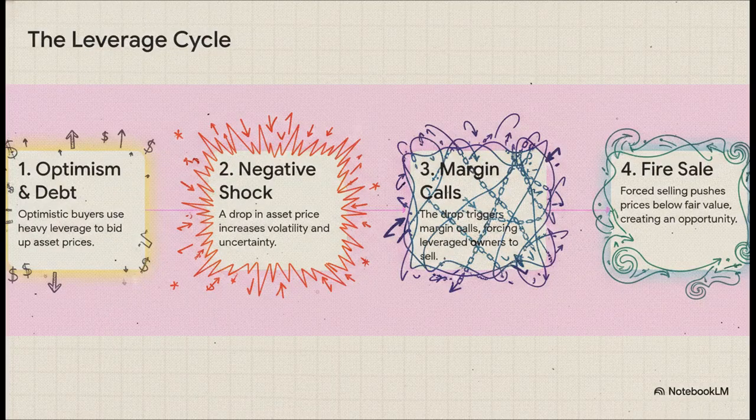This leverage cycle is almost like a movie plot. It's so predictable. It always starts with good vibes and easy credit, right? Borrowed money just pushes asset prices higher and higher. Then bam, some negative shock hits, volatility spikes. That triggers the dreaded margin calls, forcing all those leveraged investors to sell into a falling market. And what does that create? A fire sale. Prices get pushed way below their real value. And for a calm, well-capitalized investor, that is the moment to pounce.